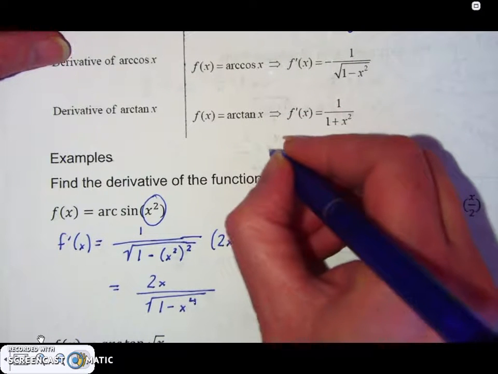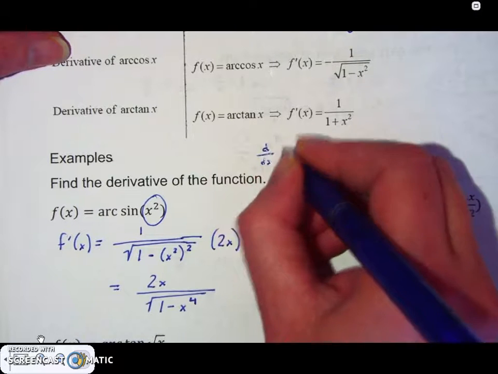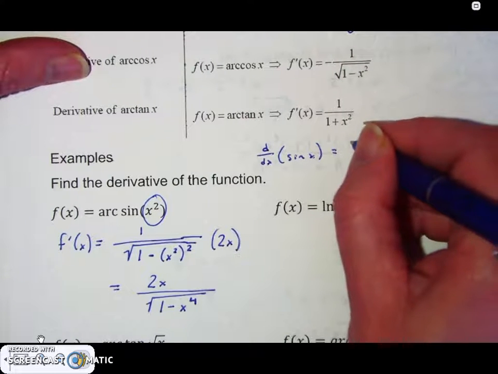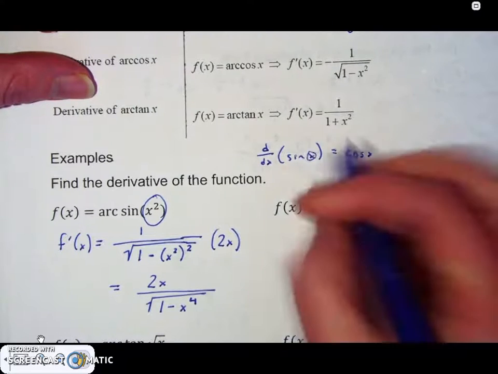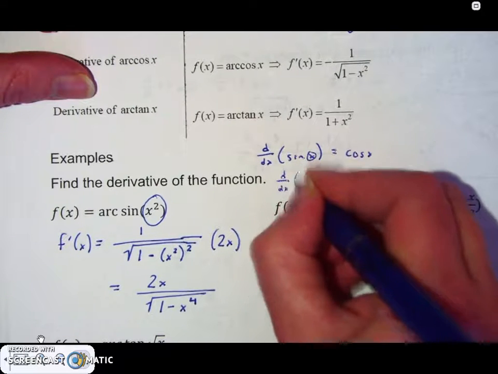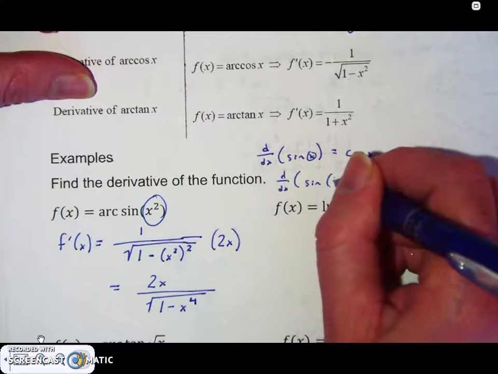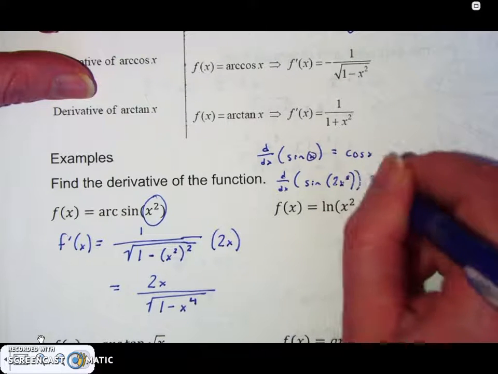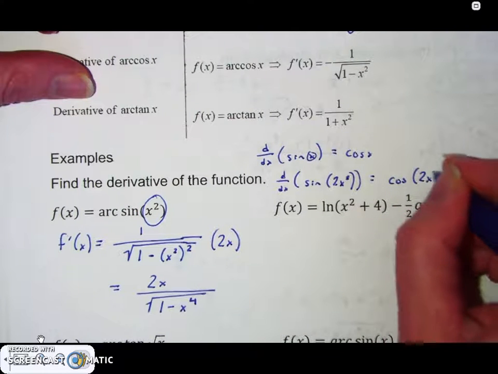Okay, so let's say you're doing something like the derivative of sine x. What would the derivative of sine x be? Cosine x. If instead of the x, I'm substituting in something else, so say like the derivative of sine of, what do you want? 4x, 2x squared? Okay, 2x squared.